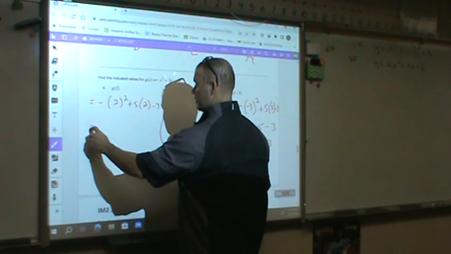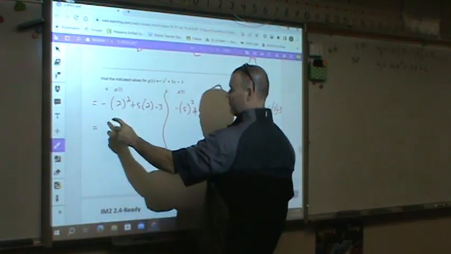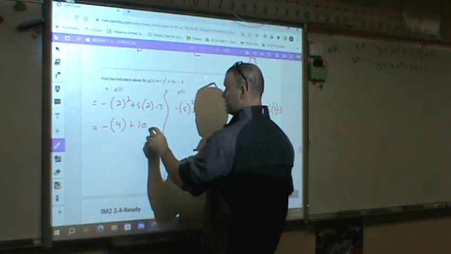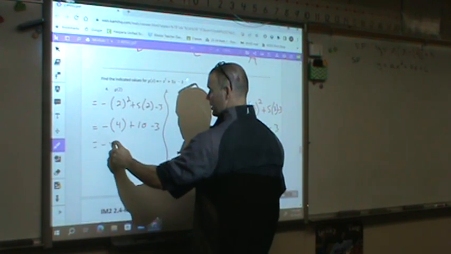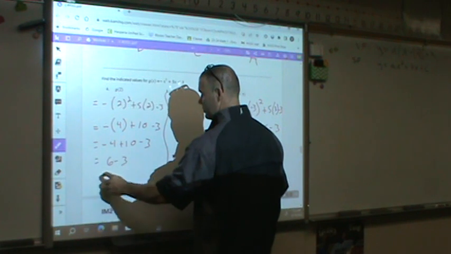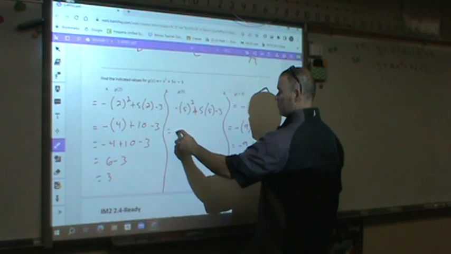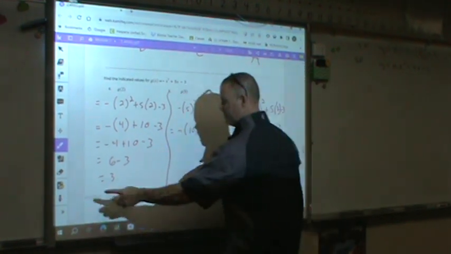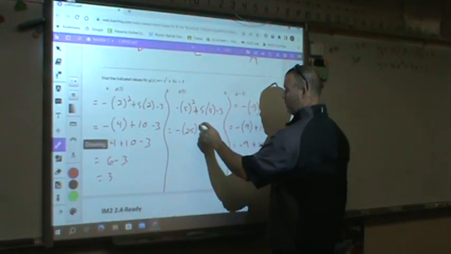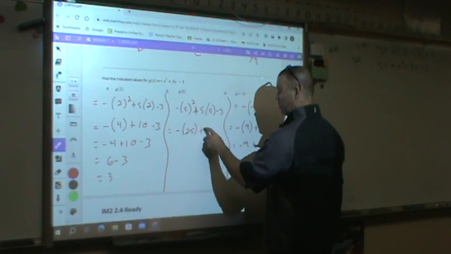Let's go back to these here, and we'll simplify these. You got to be really cautious right here with the negative in front. Write the minus, and it's a 4, plus 5 times 2, which is 10, minus 3. So this becomes -4 plus 10 minus 3, or -4 plus 10 is 6 minus 3, which is 3. And then over here we have the last one. We have the minus 25, plus the 5 times 5, which is plus 25, minus 3.